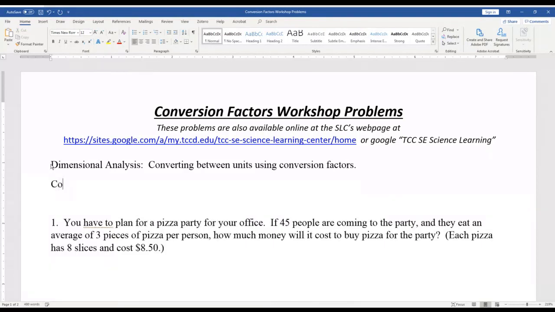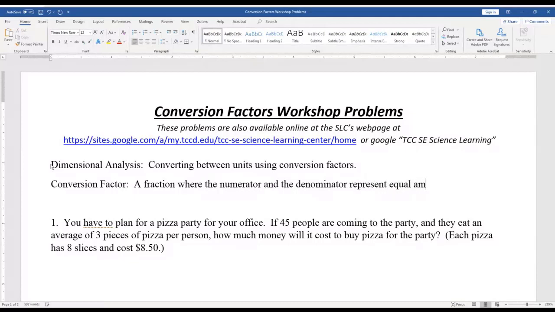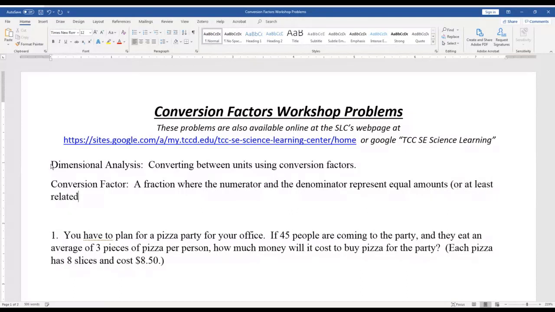And so what is a conversion factor? A conversion factor, basically, it's a fraction where the numerator and the denominator, the top and the bottom of the fraction, represent equal amounts, or at least related amounts, but in different units.